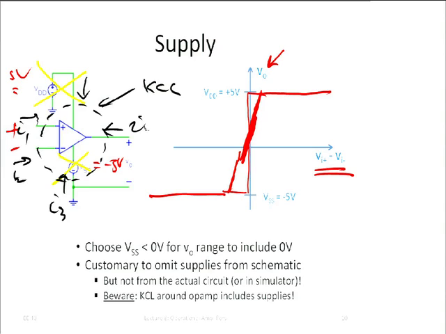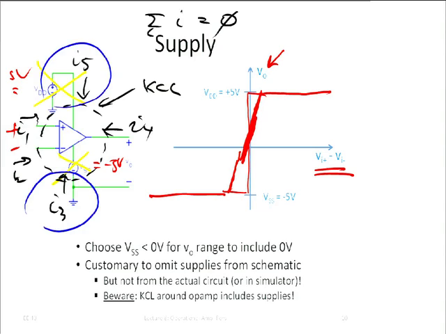And the sum should be 0, right? Obviously. Now, the little thing is, if I didn't draw the supplies, well then, I may forget that there is also a supply current I3 and there is a supply current I5. And of course, they need to be included in my KCL equation. Otherwise, the KCL equation is not true, right?